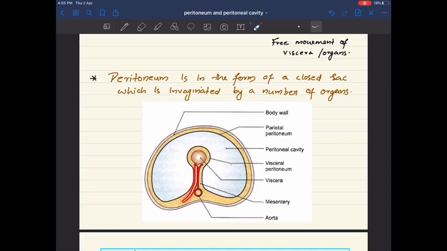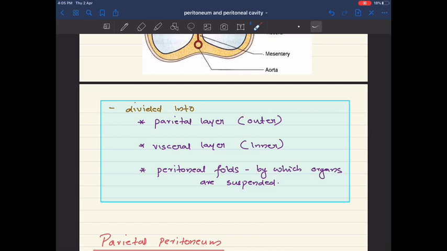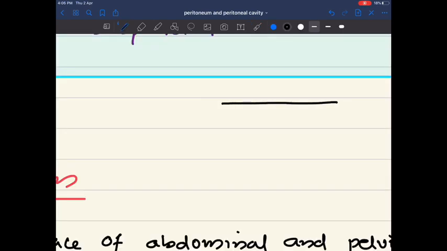Okay, so these all are peritoneum. You are getting it right? Okay, so peritoneum is divided into three: parietal layer, visceral layer, and peritoneal folds. The outer layer is parietal layer, inner layer is visceral layer. So what is peritoneal fold? Peritoneal fold is by which organs are suspended, which means this is body wall.